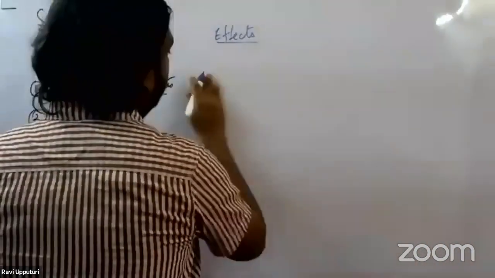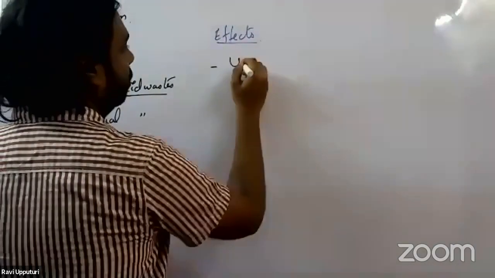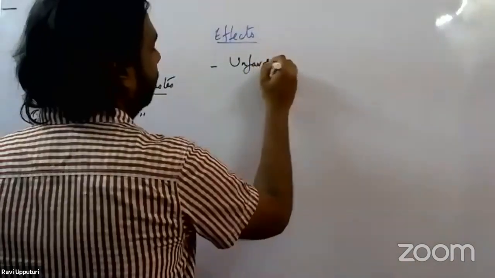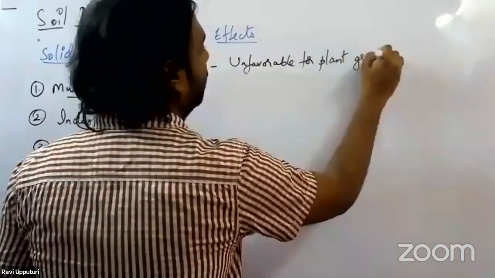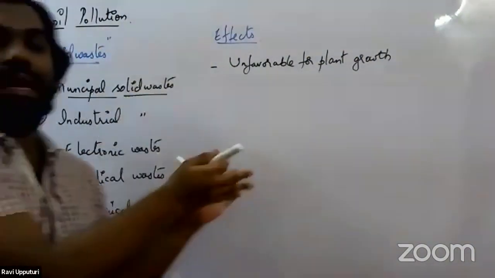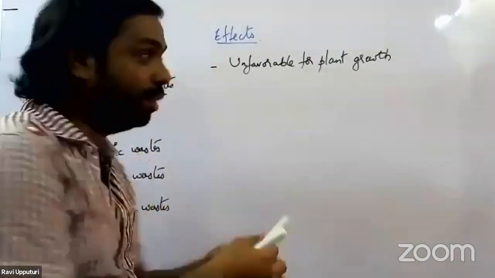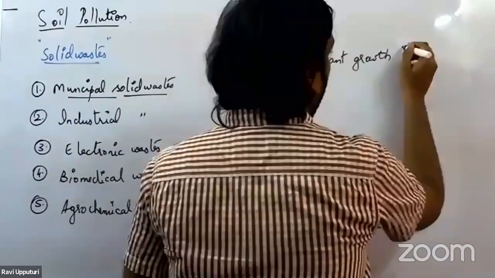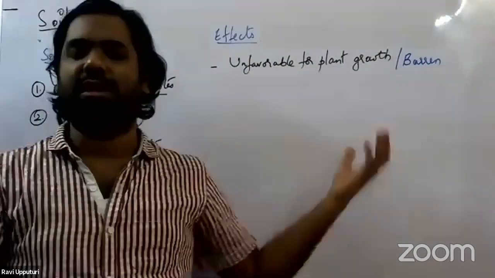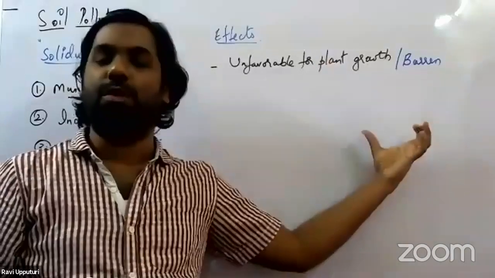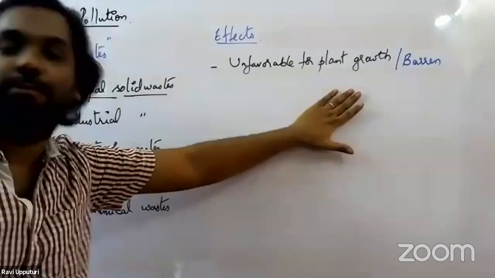Number one, soil pollution would make the land unfavorable for plant growth. All that area which is polluted, it would make the soil unfavorable for plant growth, and it would also make the soil in and around that area barren. We know what we mean by barren land. Barren land is the land which does not favor the growth of any plants. So all that area would start becoming barren.